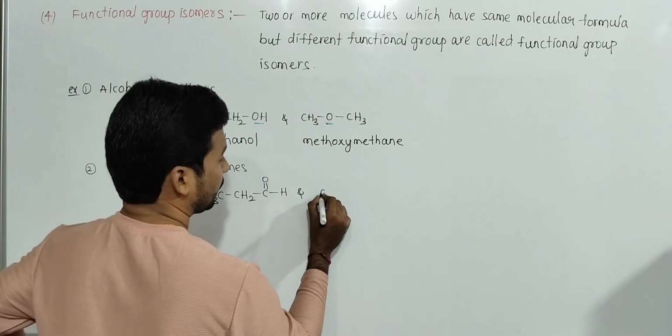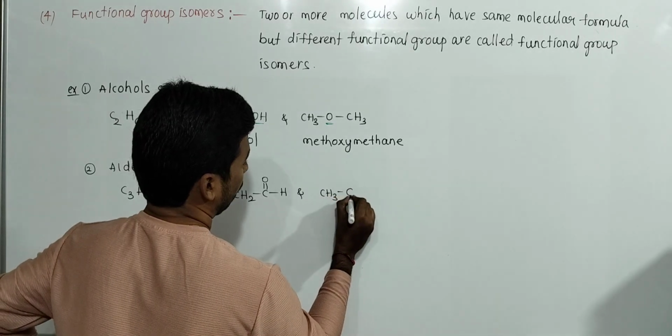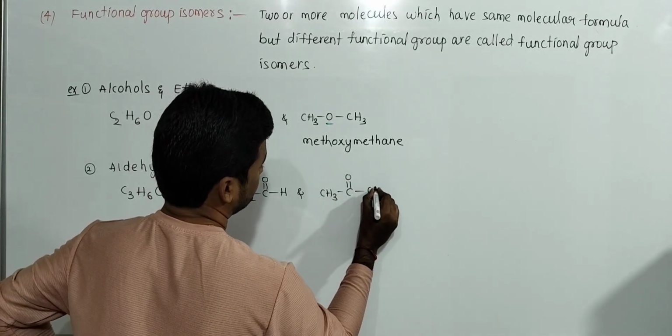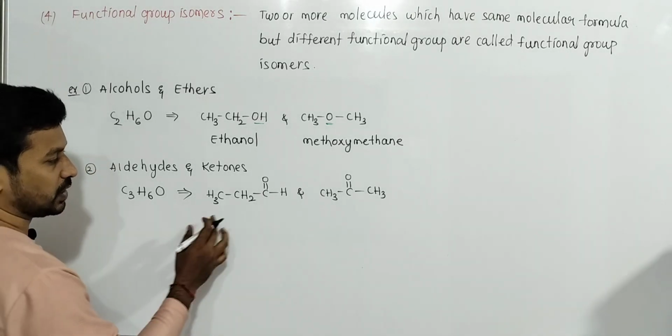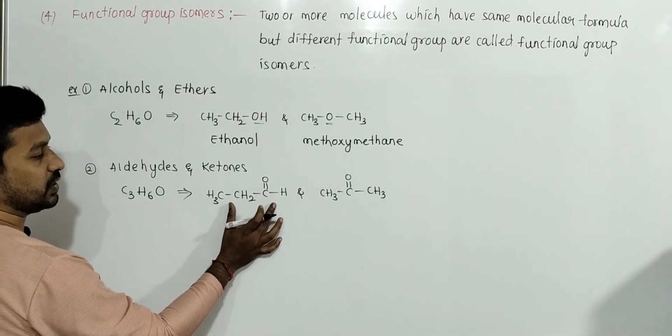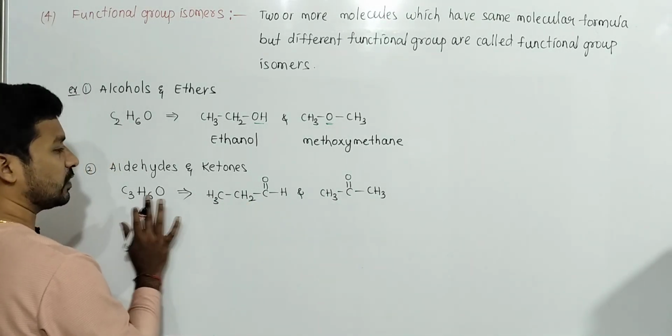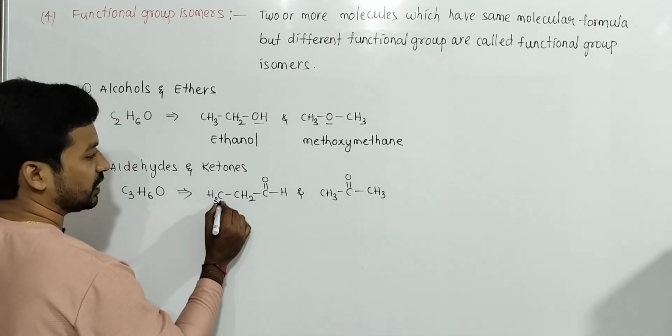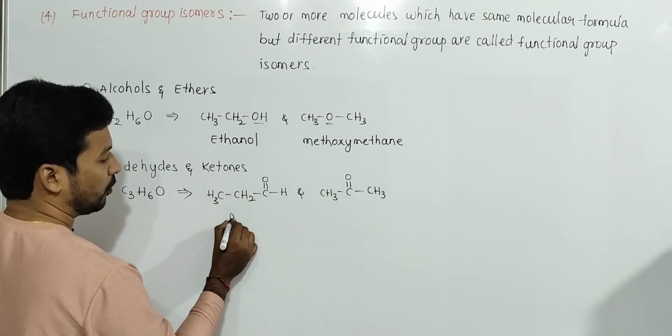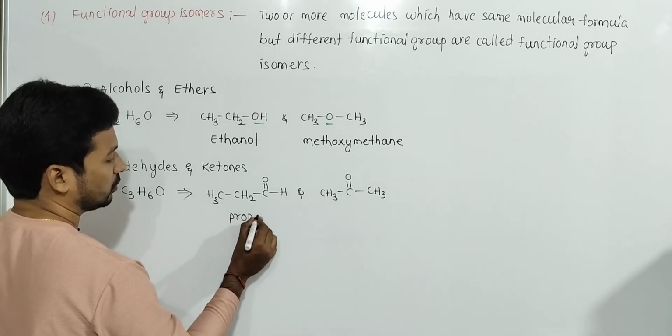The other is CH3COCH3, that is CH3 C double bond O CH3. Verify the number of carbon atoms in each: 3. Number of hydrogen atoms: 6 only. Number of oxygen atoms: 1. 1, 2, 3 carbon atoms, so prop, single bond between those carbon atoms.